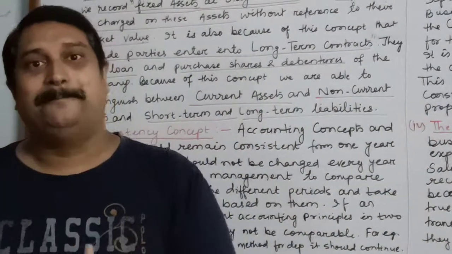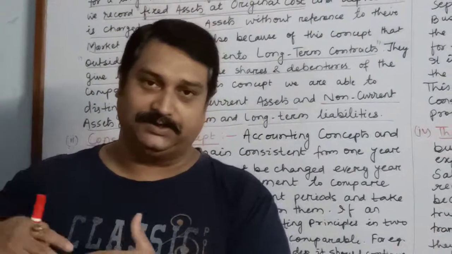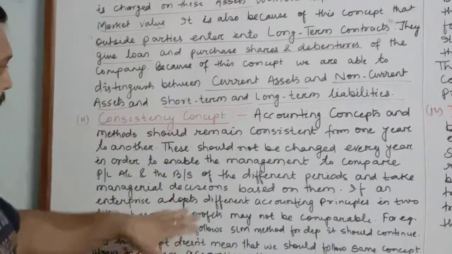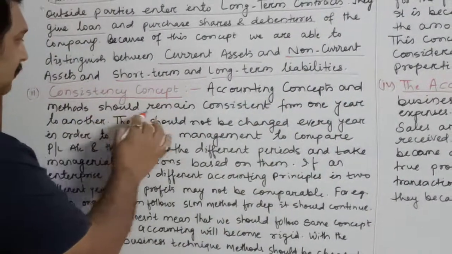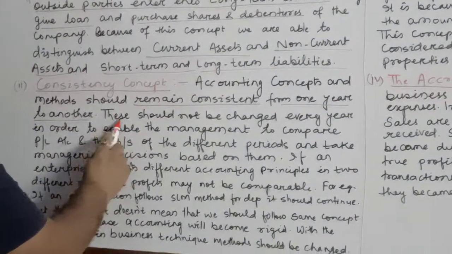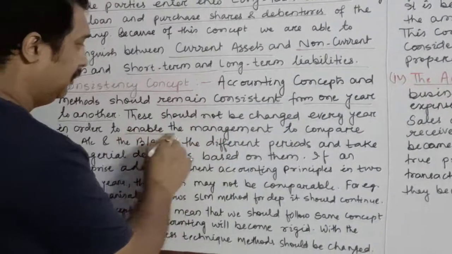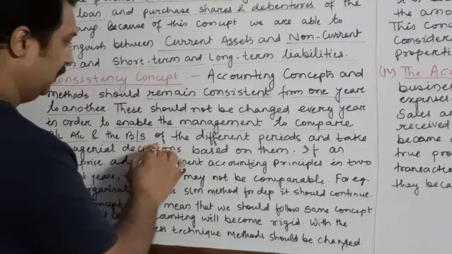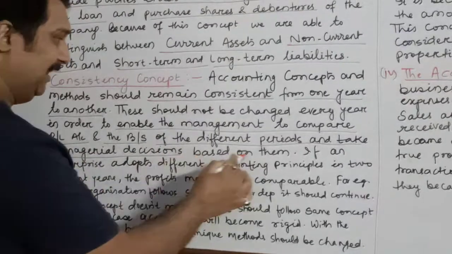you are able to compare your positions with the previous positions, or profits of the previous years, or with other business organizations. This is what has been written over here. Let us just read. Accounting concepts and methods should remain consistent from one year to another. These should not be changed every year in order to enable the management to compare the profit and loss account and the balance sheet of the different periods and take managerial decisions based on them.